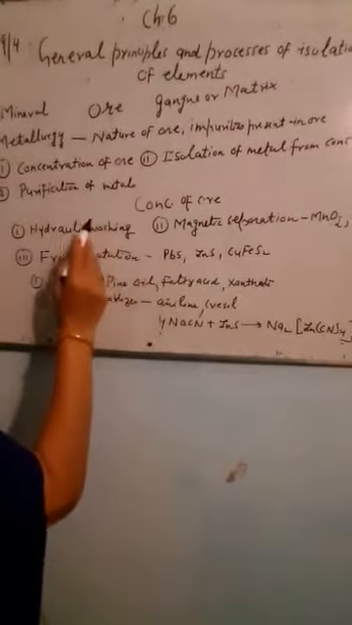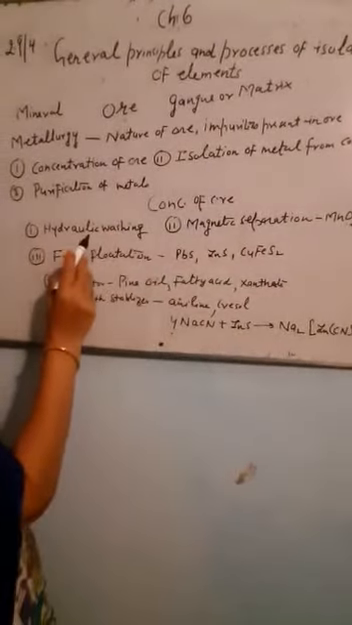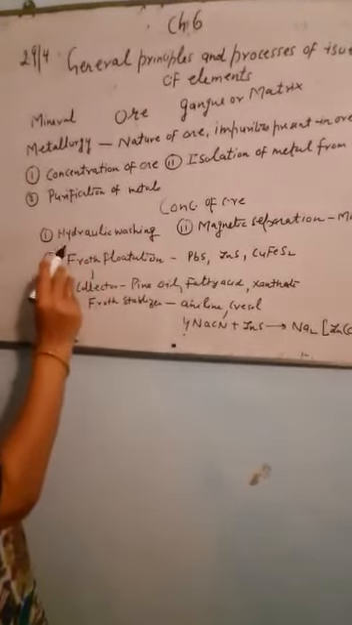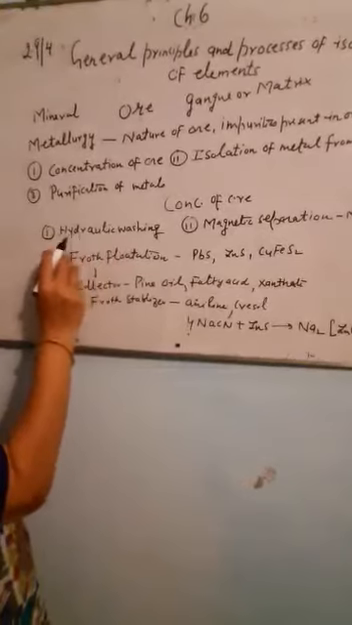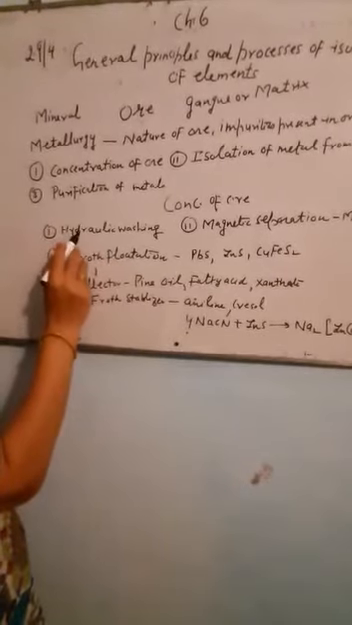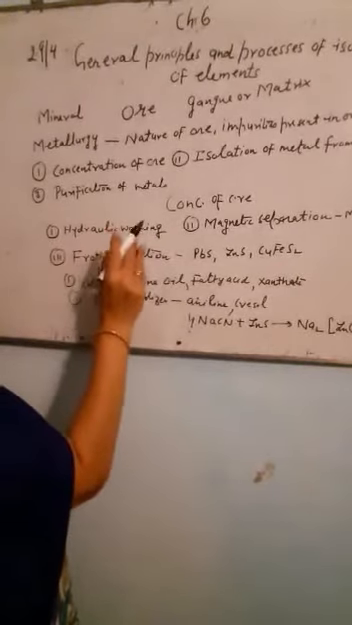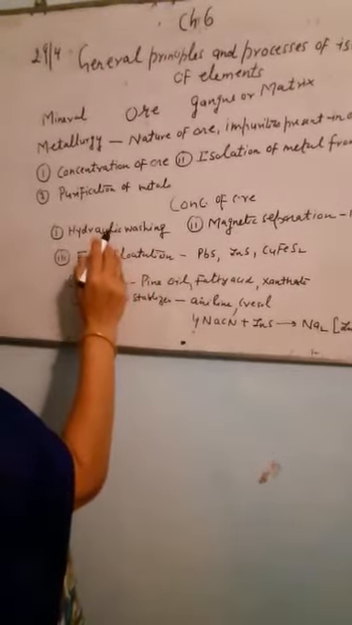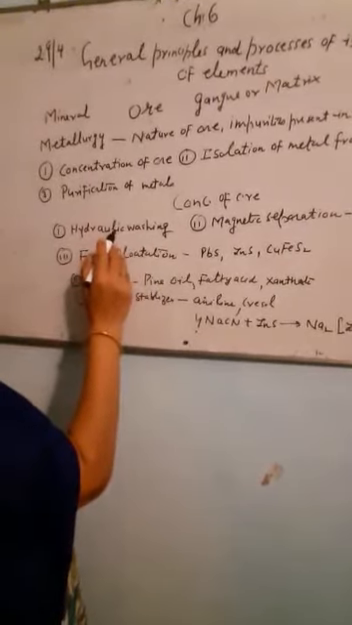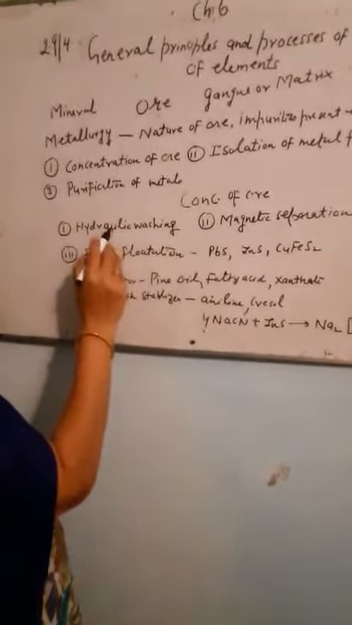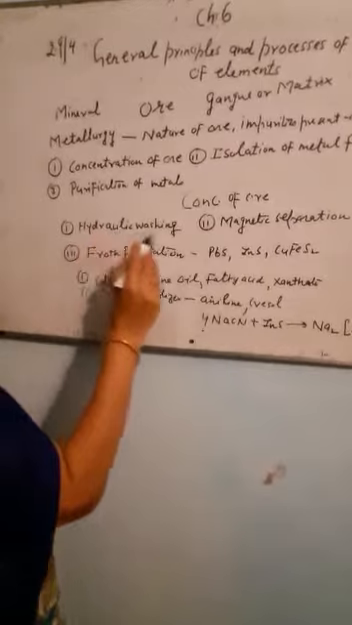For the concentration of ore, the first step is hydraulic washing. In this method, ore and gangue particles differ in their specific gravity. The gangue particles are lighter and the ore particles are heavier. This is also known by the name of gravity separation or levigation.